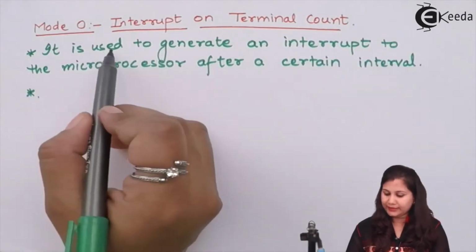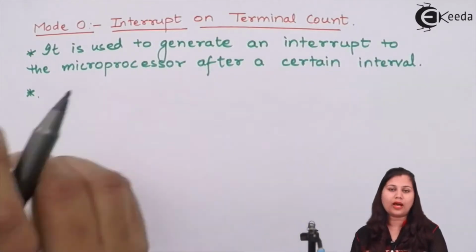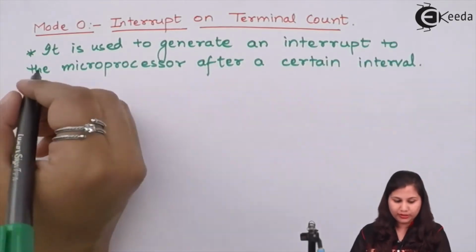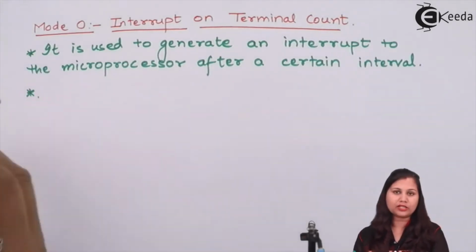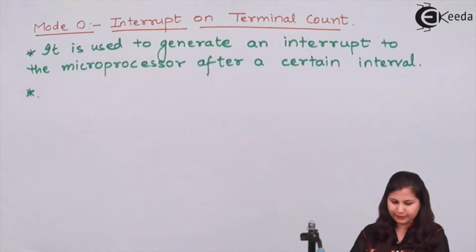So I have said that this mode is used to generate an interrupt. Now you have to load the count into the interval timer. So in this mode, first the count will be loaded and then it will be decremented by 1 at each clock pulse.